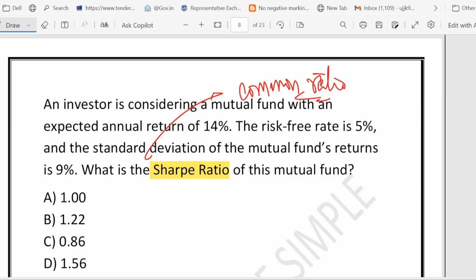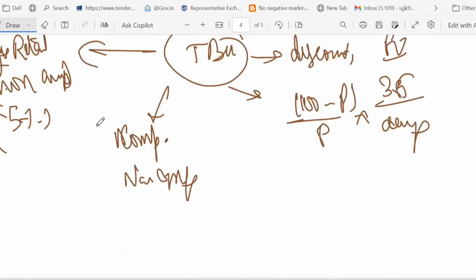So an investor is considering a mutual fund. The expected annual return they have given, as you can see, is 14%, and the risk-free rate is given as 5%. The standard deviation of the mutual fund return is 9%, as you can see. So the Sharpe ratio has been asked. First of all, what is the meaning of this Sharpe ratio? Let me explain.